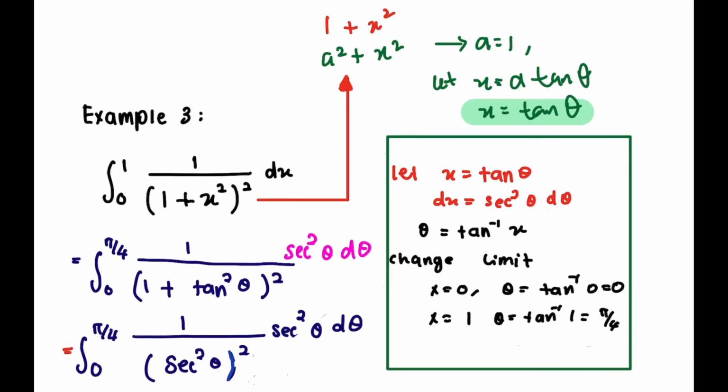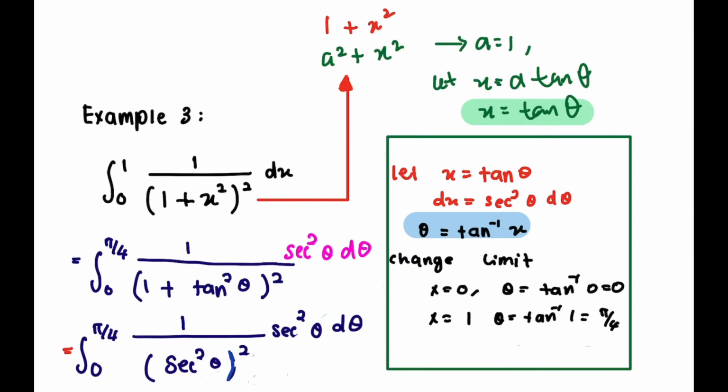Since we have a limit, we need to change our limit so that later on we don't need to change back to x. We need to just fill in the limit. When x is tangent theta, therefore theta is inverse tangent x. So let's put in our limit. When x is equal to 0, theta is inverse tangent 0, which is just equal to 0. And when x is equal to 1, theta is inverse tangent 1, which is pi over 4 radian. So let's change everything in the question to be in terms of theta now.